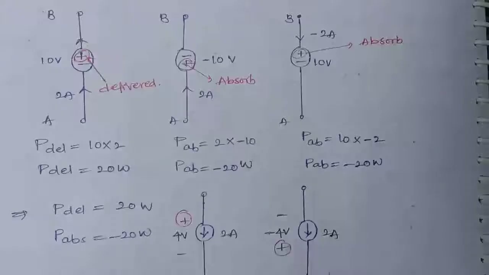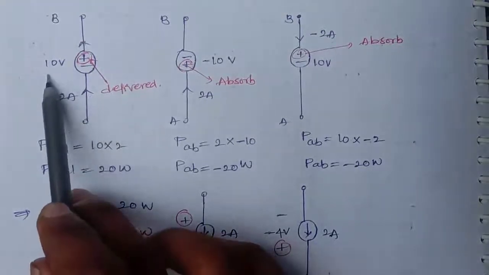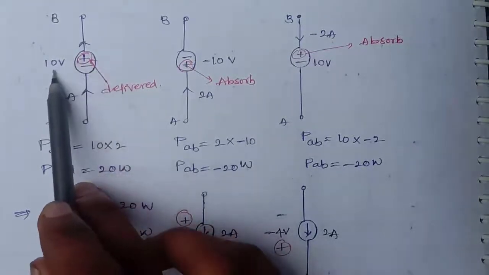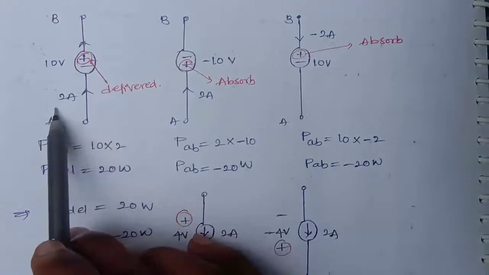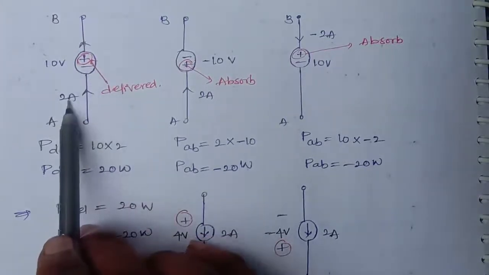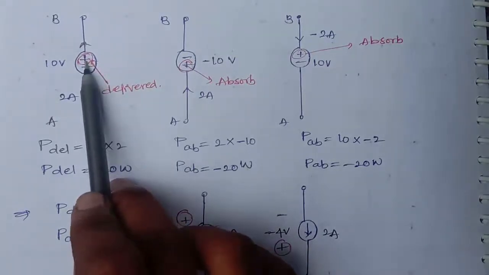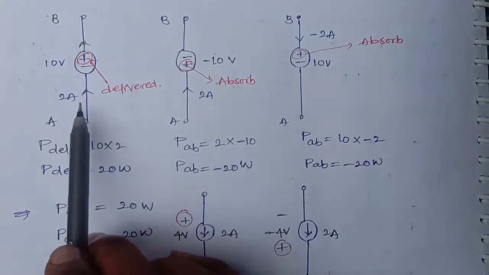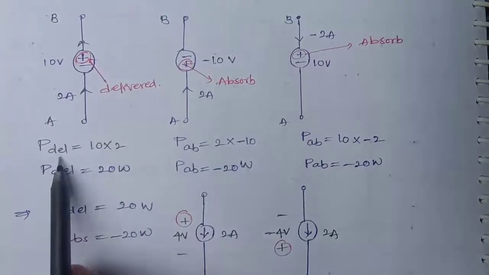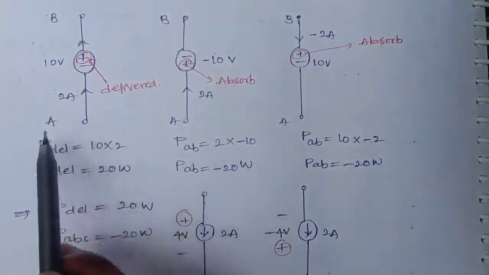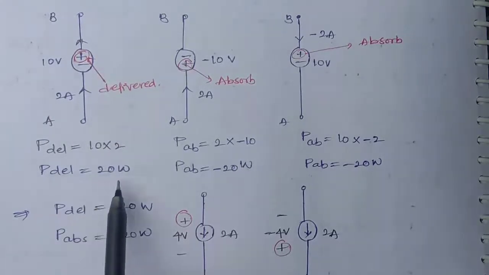Okay, now look at this first example. In this example, we are given with a 10 volts voltage source and 2 amperes current is flowing through it, and this current is leaving from the positive terminal, so this power is referred as deliver power, which can be written as P deliver is equal to 10 volts into 2 ampere. 10 into 2, that will become 20 watt. Okay, P deliver is equal to 20 watt, right?